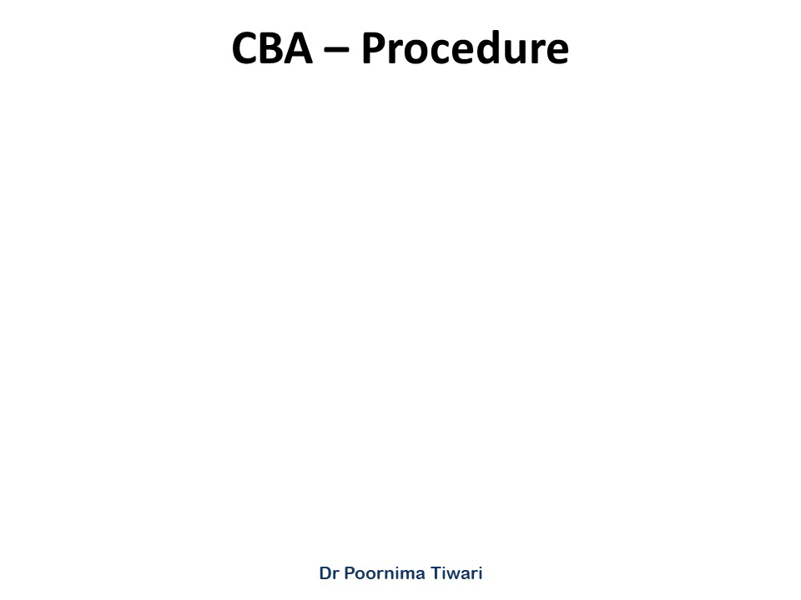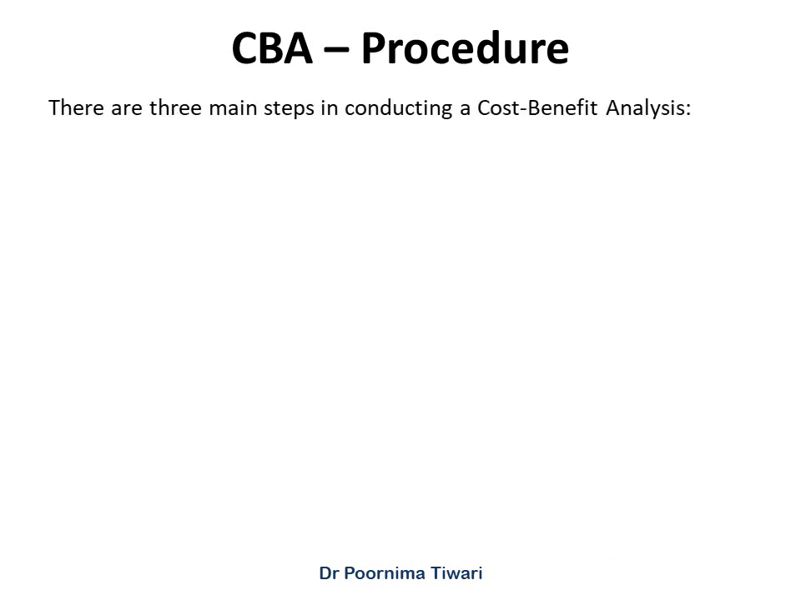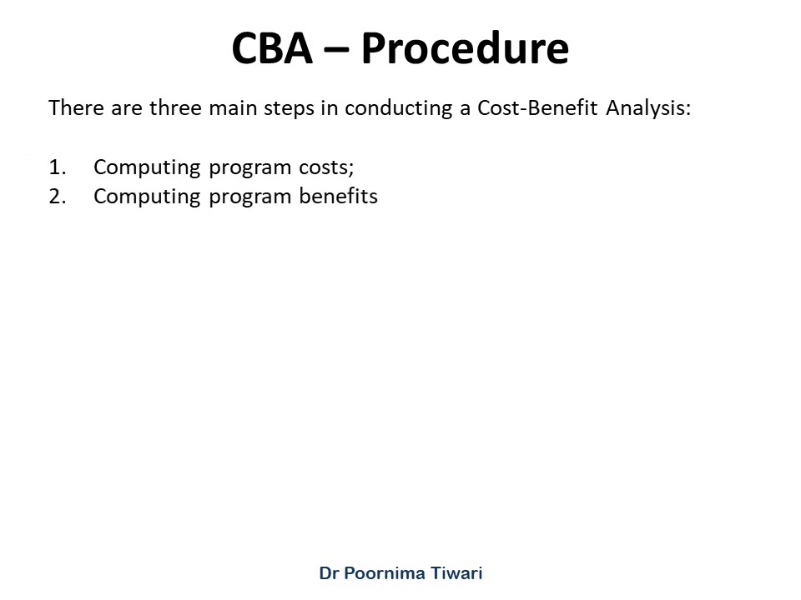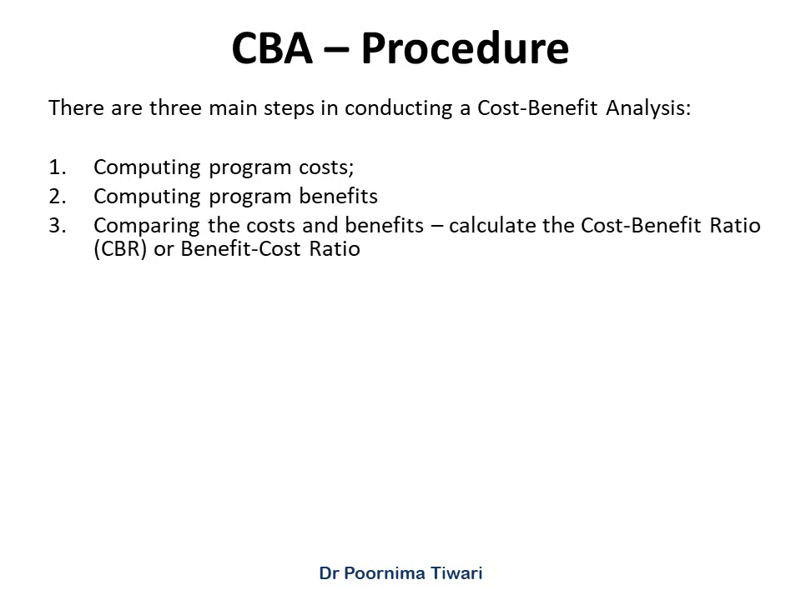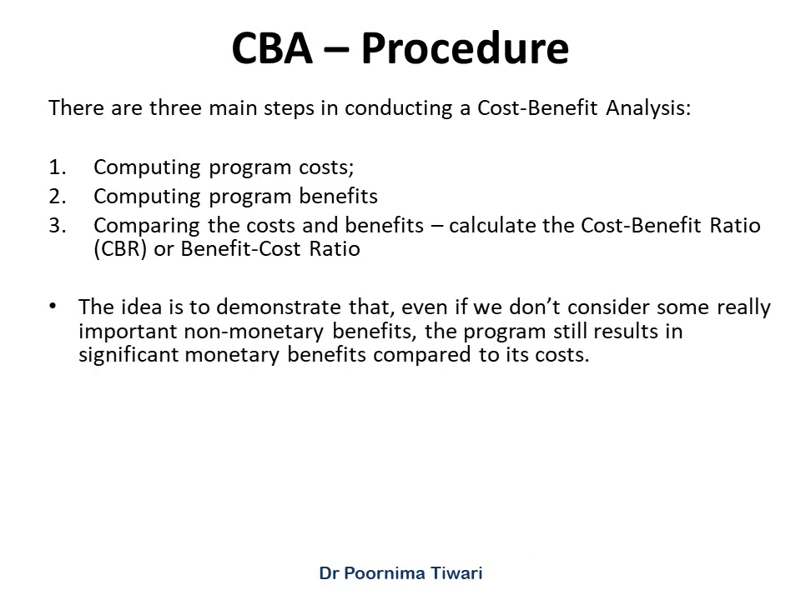The steps involved in cost benefit analysis are first computing the cost of implementing the program, then computing the benefits obtained from the program and converting them into money, and then comparing the cost with the benefits. So what we calculate in the end is the cost benefit ratio or benefit cost ratio, that is benefit per unit cost. The idea is to demonstrate that even if we don't consider some social benefits which cannot be monetized, the program still results in significant monetary benefits compared to the cost.